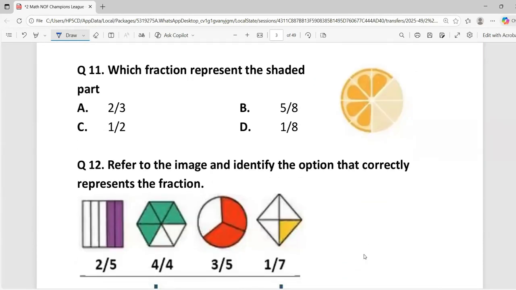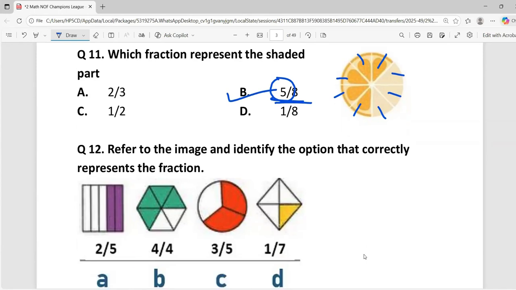Now 11th is, which fraction represents the shaded part? Now the shaded parts are 1, 2, 3, 4 and 5. So we have to see where the numerator is 5. Among all these options, 5 is over here, and the total is 6, 7 and 8. So 5 by 8 is the correct answer. So option B is correct.